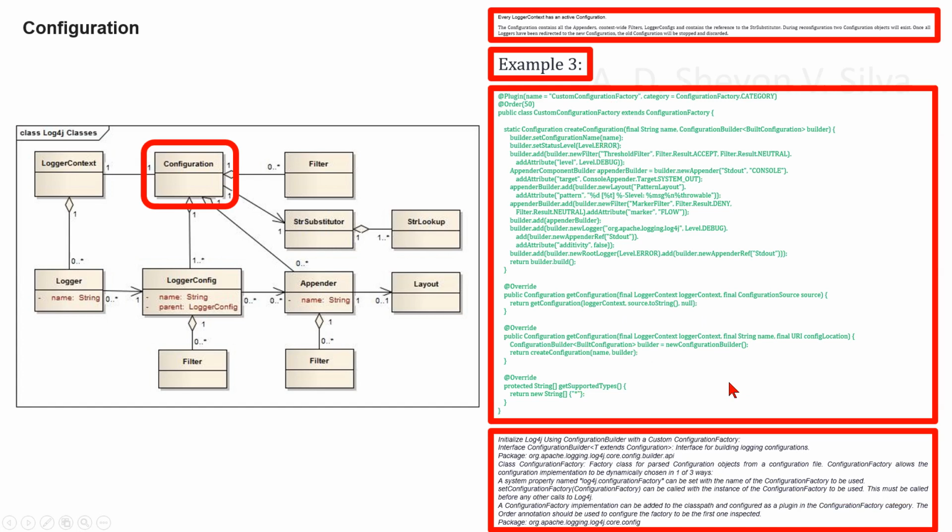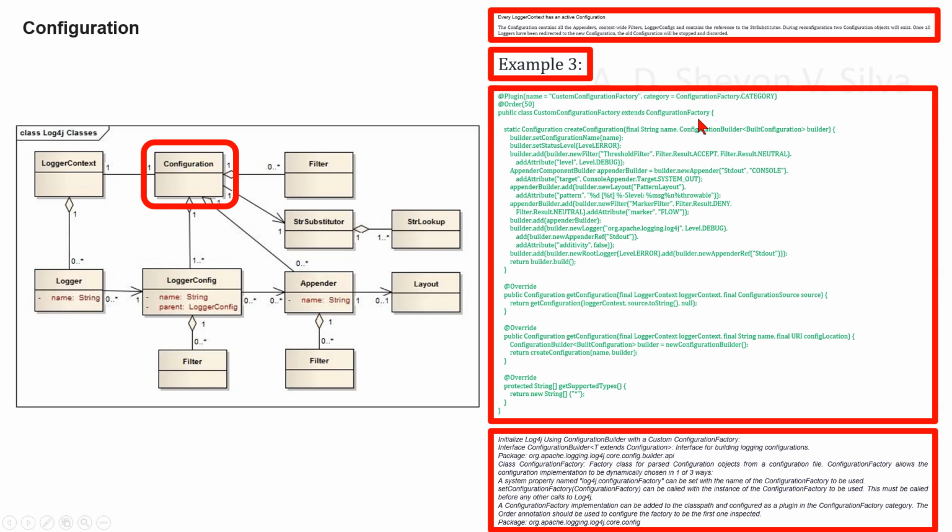Here you can see initializing Log4j using ConfigurationBuilder with a custom ConfigurationFactory. The interface ConfigurationFactory extends Configuration. The interface ConfigurationBuilder extends Configuration. This is an interface for building logging configurations. This is in package org.apache.logging.log4j.core.config.builder.api.